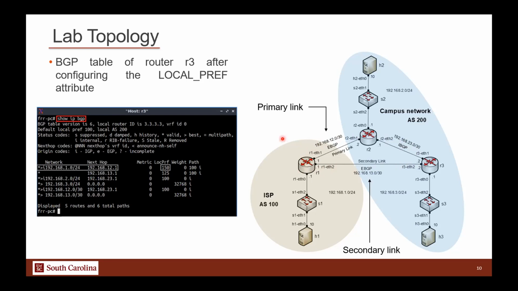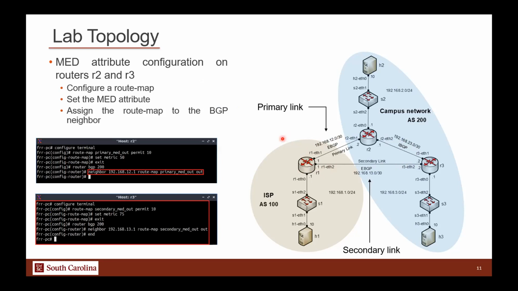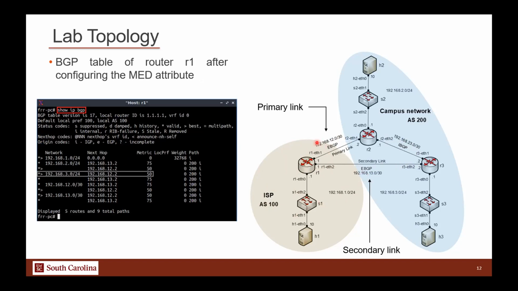And similarly, now to influence all the incoming network traffic from the ISP, you will configure the MED attribute in a similar manner to the local preference attribute. And you will see how the ISP will be affected by the MED attribute, so that when it routes traffic to 192.168.3.0, it will choose the primary link rather than the secondary link. So we'll go over this in details in our hands-on session.